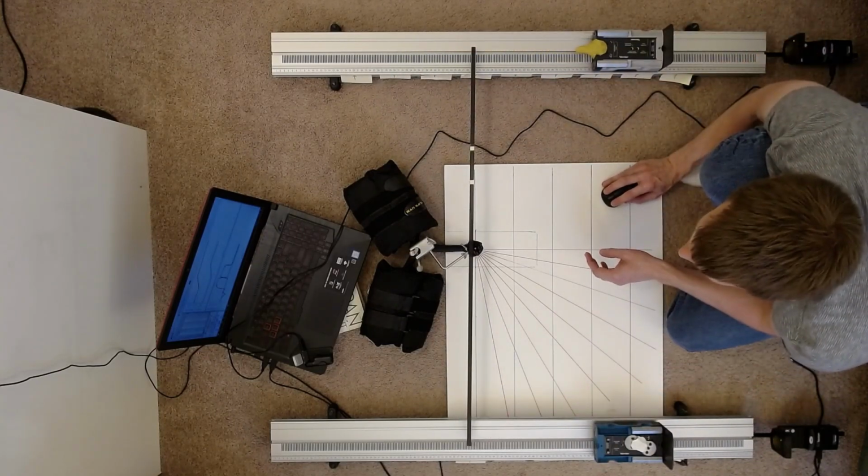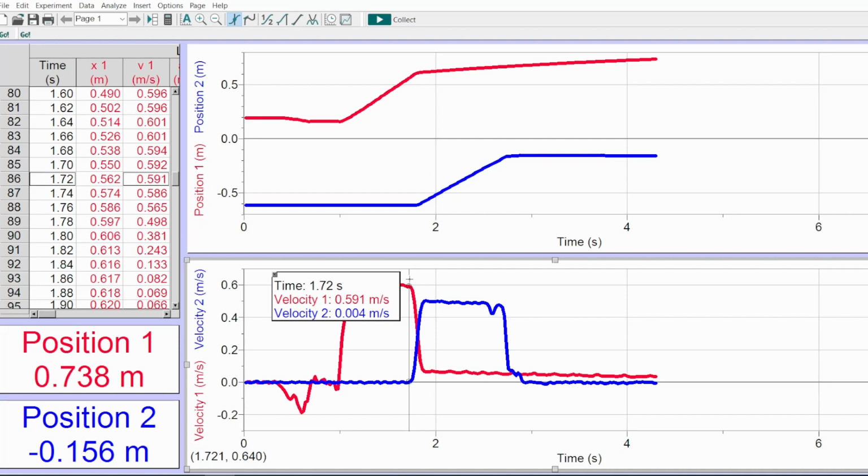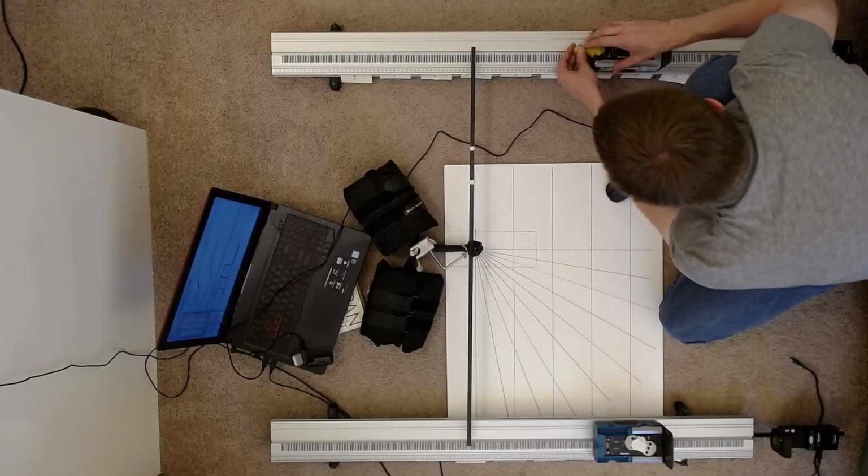Okay, let's look at our data. So beforehand, velocity 1 is 0.519 meters per second. Velocity 2 is pretty much 0. Afterwards, velocity 1 is 0.066 meters per second, and velocity 2 is 0.504 meters per second.